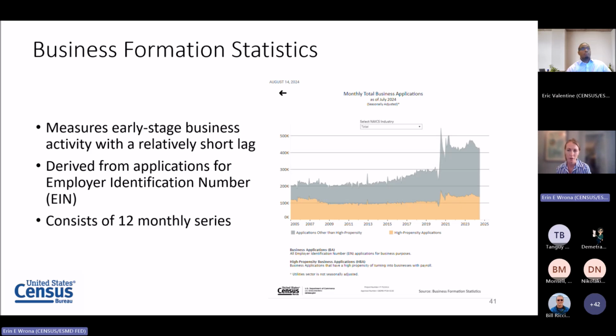BFS consists of 12 monthly series, 4 application series, 6 formation series, and 2 duration series. And here's a quick look at the seasonally adjusted total US business applications, that top line in gray. And then another series called high propensity business applications is the proportion in orange there.